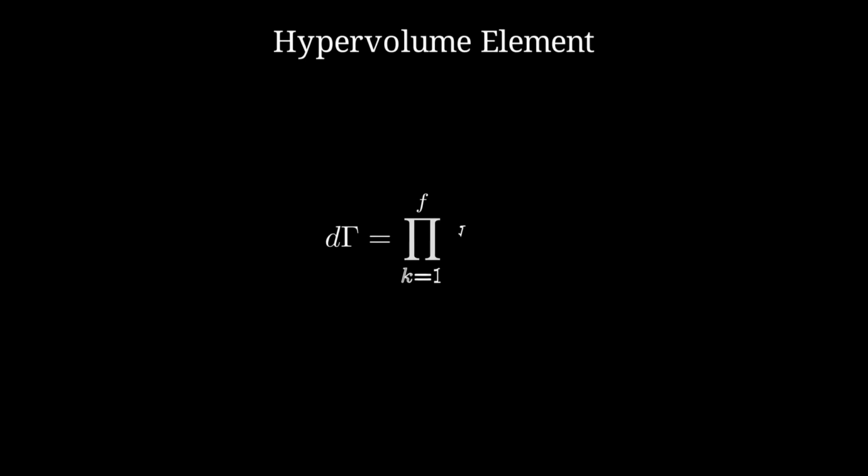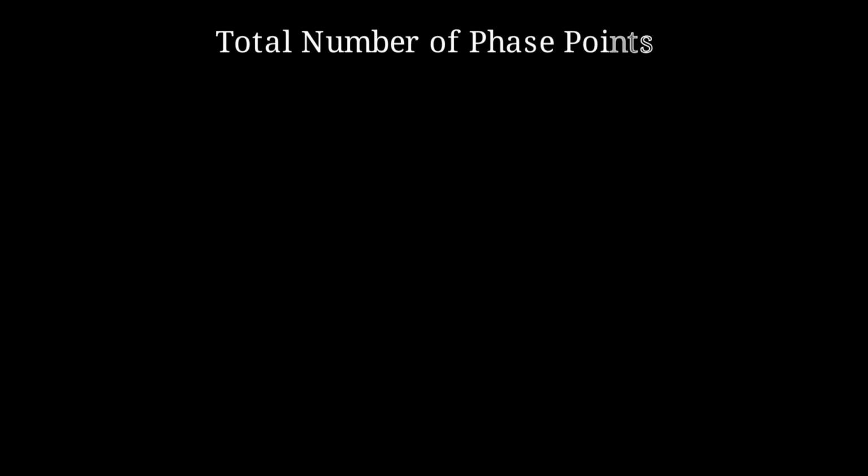Just to recap, the volume element in this context is the product of all position and momentum differentials, written compactly using the product symbol pi. Substituting this volume element expression, the number of points del n is rho times the product of all the dqk and dpk. To find the total number of phase points n in the entire ensemble, we integrate the density over the entire phase space. This is a multidimensional integral. It sums up the densities over all possible states.